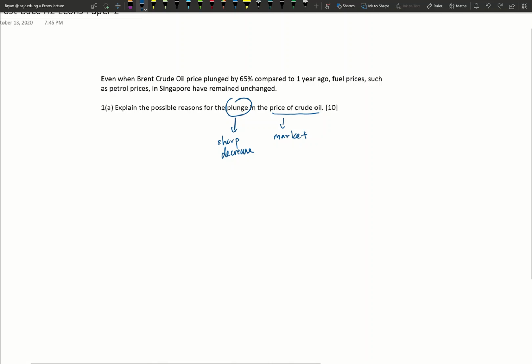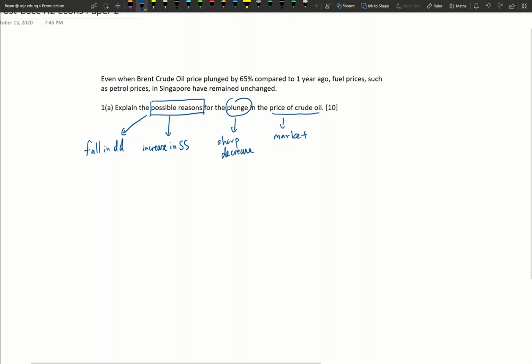So when we talk about a price of a particular market, it is quite obvious that the only topic which is most related to this is demand and supply. So it says here, explain the possible reasons. Right? So if we know that we have to use demand and supply as the main concept, then the possible reasons that we want to give in our answer would either explain that there is a fall in demand or an increase in supply, right?